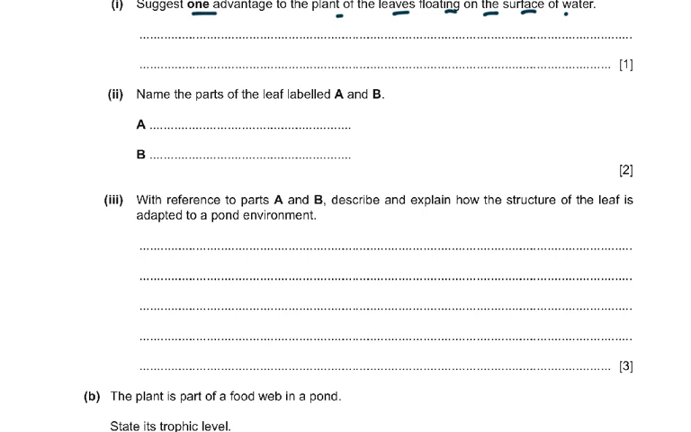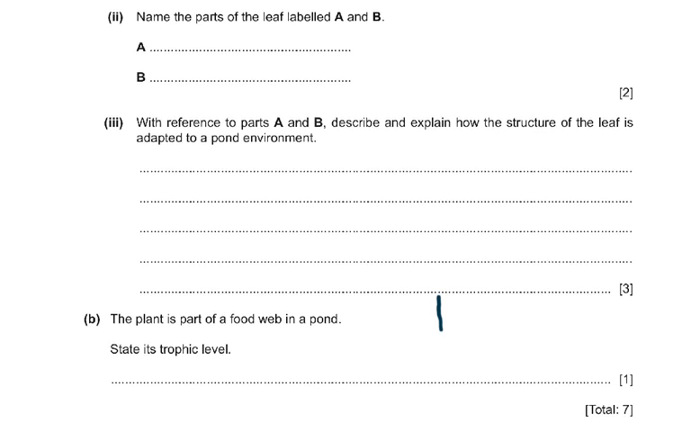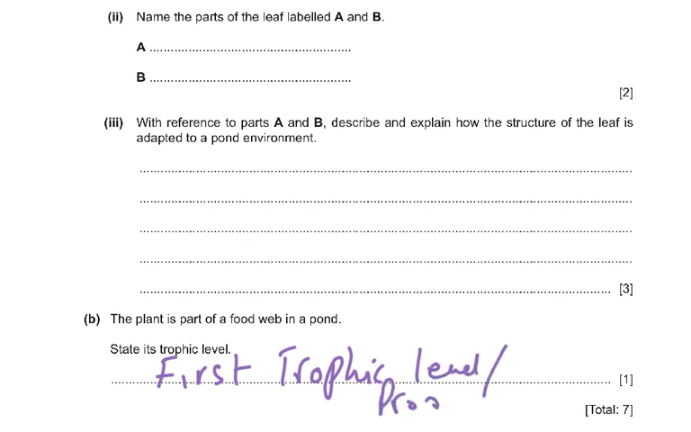The plant is part of a food web in a pond. State its trophic level. Any plant, what will be its trophic level? It is the first trophic level, or you can say it's the producer. So state its trophic level would be the first trophic level, or you can even say producer, that would be fine. All plants are a first trophic level, and they're also called producers. So that would have got you your 1 mark.